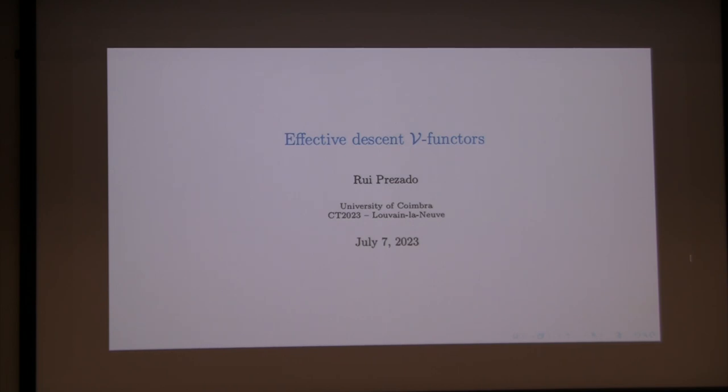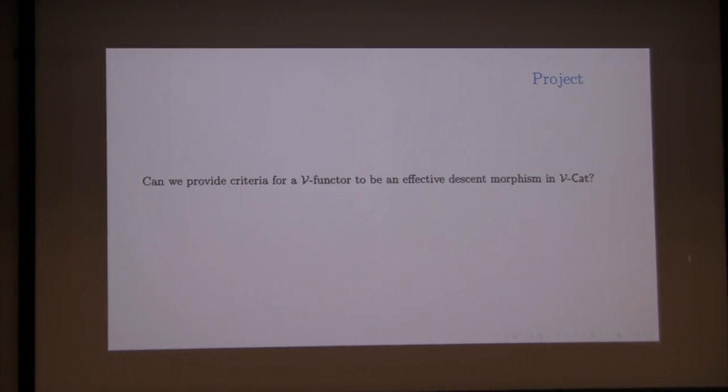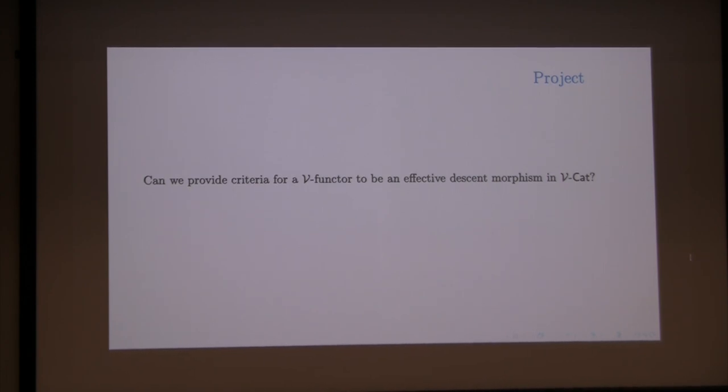Part of my PhD project is what I want to talk about. I consider the problem of obtaining criteria for an enriched functor to be an effective descent morphism. For arbitrary monoidal categories V, this is still an open question, but despite that, I do have a few things to say at the end.